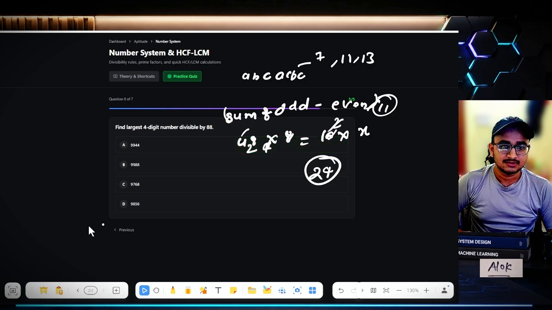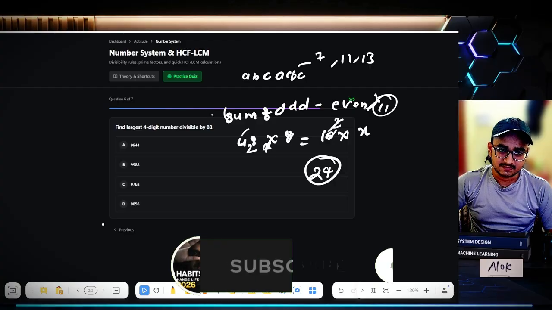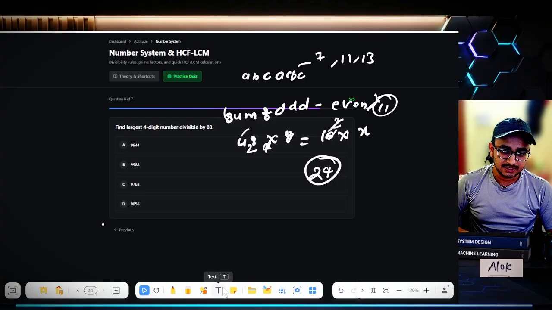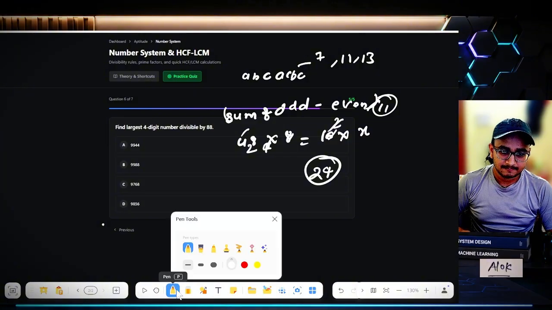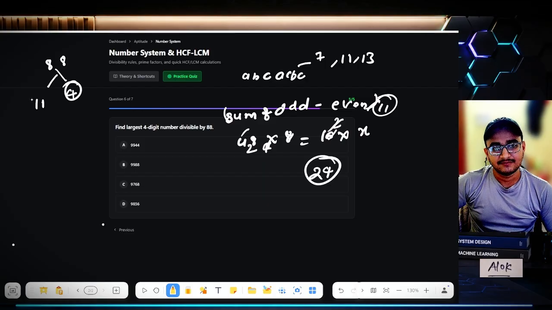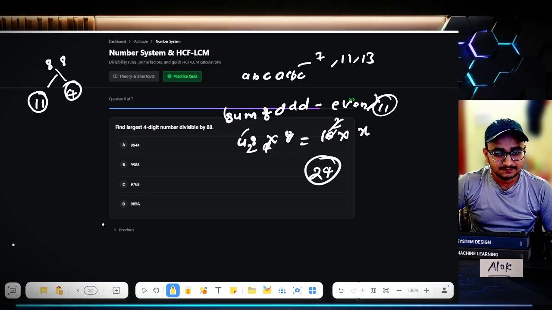Let's move to the next question. The largest four-digit number divisible by 88. What do you have to do in such a question, guys? Let me take the pen. 88 is the combination of 11 and 4, so you have to find the value which is divisible by both 11 and 4. In the case of 4, the last two digits should be divisible by 4. Here the last two digits are divisible by 4.